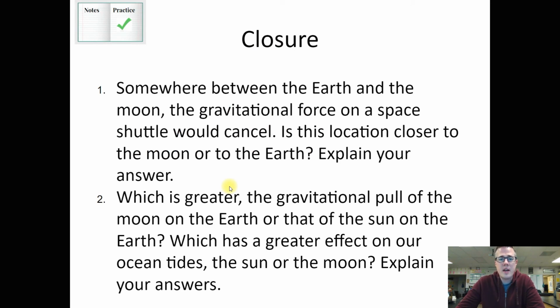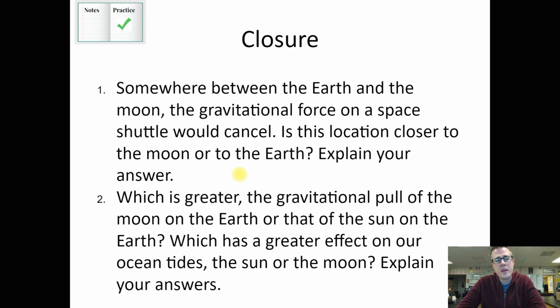On your practice side, I need you to clearly write out closure so that when you take a picture of it and attach it, I can find it. These are the two questions that I need you to answer. Number 1, somewhere between the Earth and the Moon, the gravitational force on a space shuttle would cancel. So you would have the same amount of force between those two objects at some point. Is that location closer to the Moon, or is it closer to the Earth?